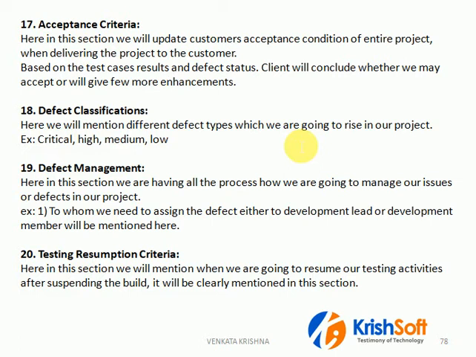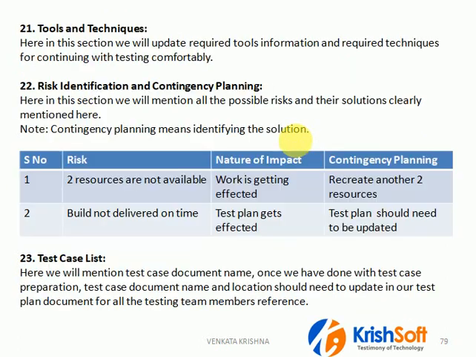Next, the 20th section is testing resumption criteria. Once you rejected the build, when are you going to resume your testing? Whenever it meets the acceptance criteria, then again you are going to resume with your testing. Once all the showstopper bugs are closed and working fine, then you are going to accept that build for major testing. If the showstopper bugs are there, and everything is not working, then what is the point of accepting that build for major testing? There is no use. So that we are going to put into the 20th section.